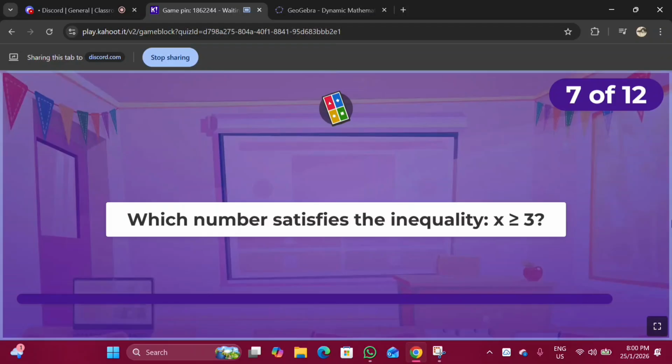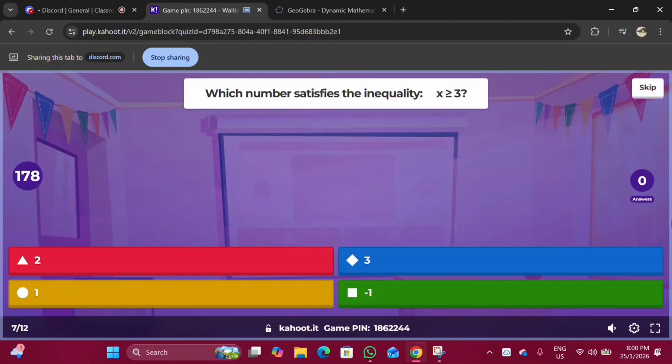The next, question 7. Which number satisfies the inequality x greater than or equal to 3? Red is 2, yellow is 1, blue is 3, and green is minus 1.